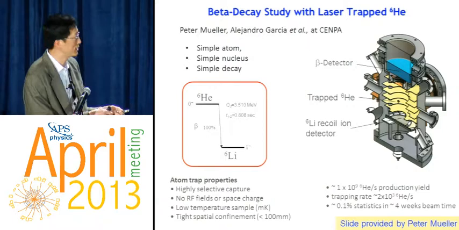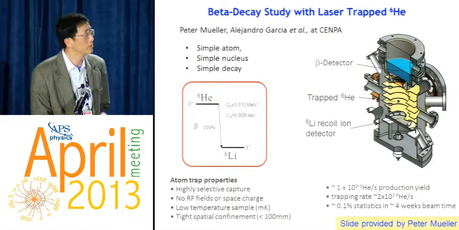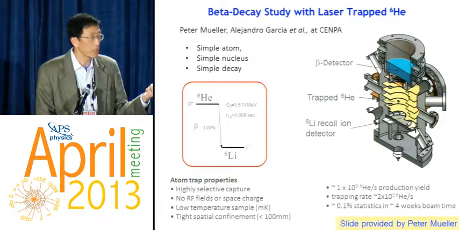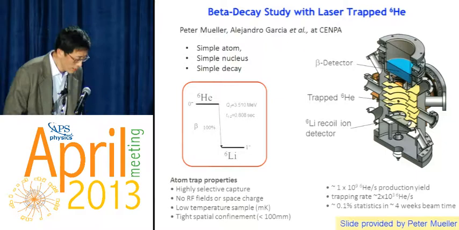Helium-6 is a good case because it's a very simple atom, simple nucleus. Both the structure of the atom and nucleus are calculable. And the decay is 100% branching ratio. So it's a very, very simple case, very clean. And so they hope to measure the little a to 0.1% using this new technique. So they're building this apparatus, a beta detector and recoil ion detector over here. So that concludes my quick review of the laser trapping for beta decay studies.